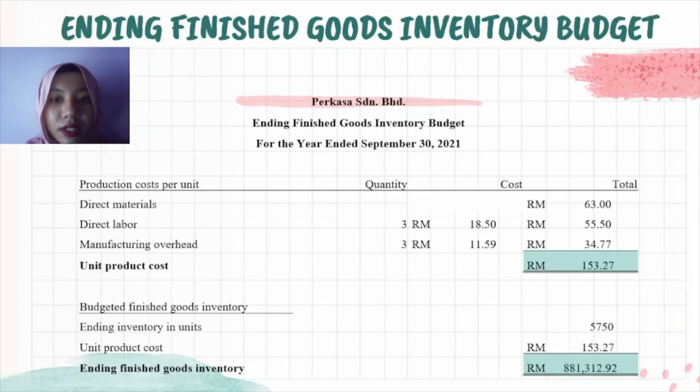Next, for the ending finished goods inventory budget, we need to calculate the unit product cost. Firstly, the direct labor cost is RM 18.50. We multiply by the quantity, which is 3, to get RM 55.50. Next, the manufacturing overhead cost RM 11.59 times 3 to get RM 34.77. Then we add up these values, including the direct materials value, which is RM 63, to get the unit product cost, which is RM 153.27.